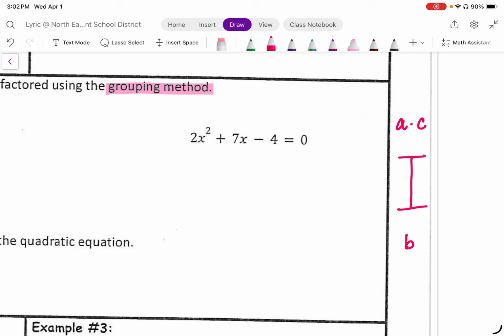So let's identify A, B, and C here. A is 2, B is 7, and C is -4. Oops, that's a 7. Now, A times C, 2 times -4 is -8. And our B, 7, which is positive, goes at the bottom.